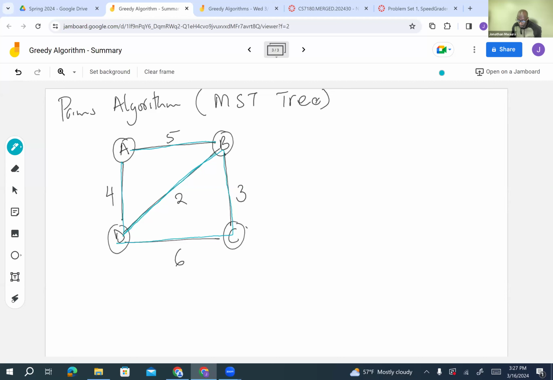Now, we could generate a minimum spanning tree for it, but specifically before we think about minimum spanning trees, in the past we used DFS to come up with a spanning tree.